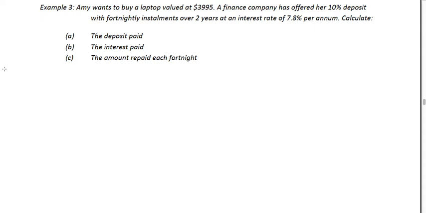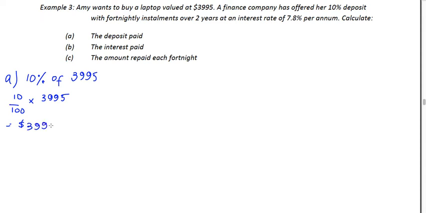So to start off with, we need to calculate the deposit, because you'll see here that it only gives us 10%. So 10% we must pay, and that's of the cost price, and that's $3,995. So 10% of $3,995 is $399.50. So that's how much deposit we must pay to buy this laptop.